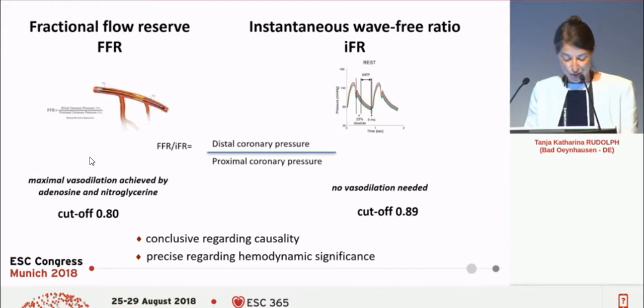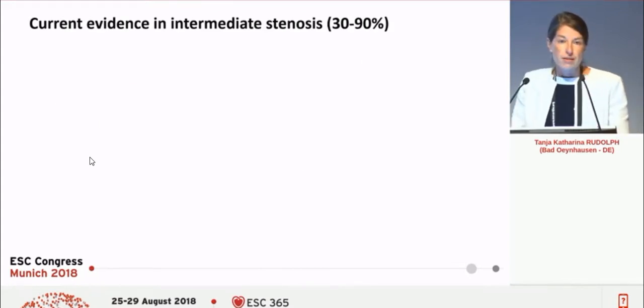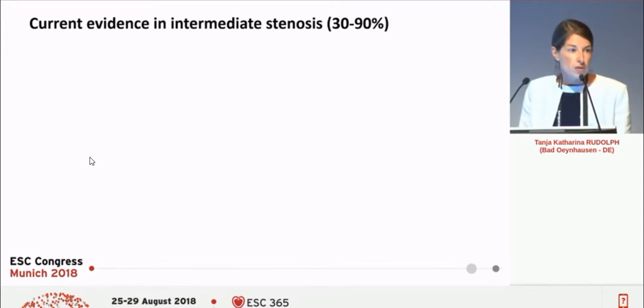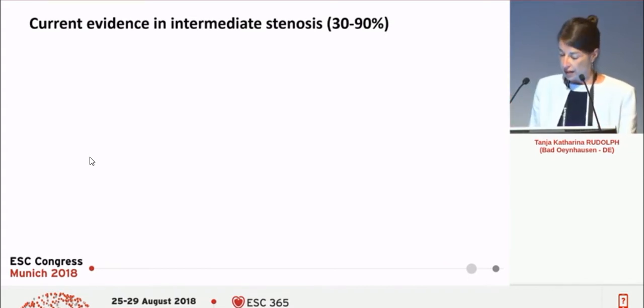What we have learned over the last decade is that these two parameters of coronary physiology are very conclusive regarding causality, maybe of the pain of the patient we encounter, and that they are also very precise regarding the hemodynamic significance of a coronary stenosis. And there is, of course, broad evidence to assess intermediate stenosis, and we also know from many randomized trials that assessment with intracoronary physiology is superior to coronary angiography alone. I would just like to recapitulate this in the next few seconds.